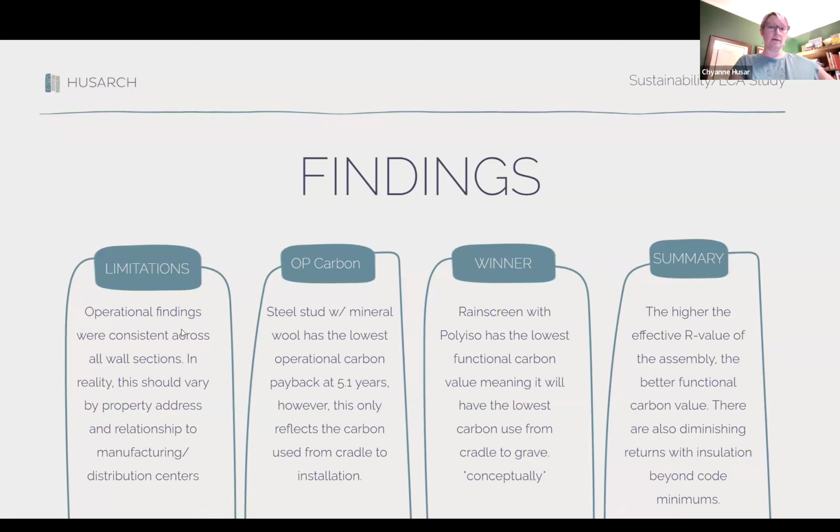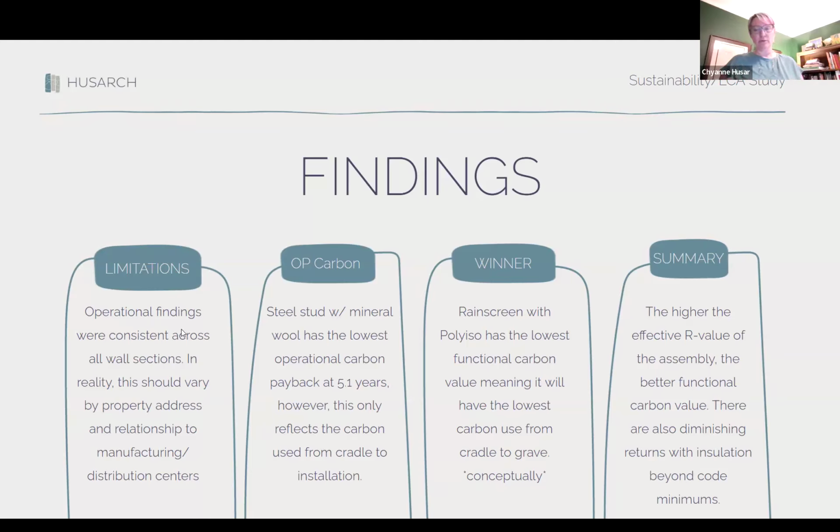So looking at that operational carbon payback, we found that the steel stud wall, especially the one with mineral wool, had the best payback period. And in fact, this is kind of what happens if you're only comparing carbon to carbon: you'll be looking at the material itself, not necessarily the function of that overall assembly. And so for this case, we were really interested in that assembly feature. So again, that's where the rain screen with polyiso has the lowest functional carbon.